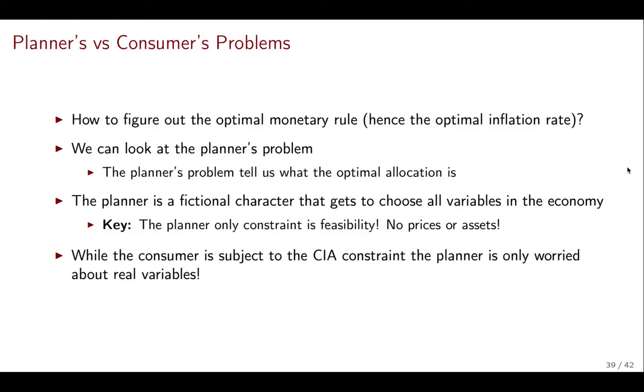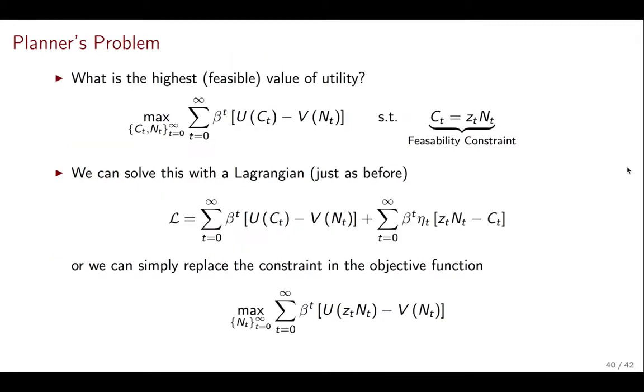So the planner is just free to move consumption and labor in a way that will make the consumer as happy as possible. It's going to maximize that utility, taking only into account the fact that it has to be feasible. And so how does the problem look like? Well, the problem is what's the highest feasible value of utility. So the objective function is the same as in the consumer's problem. But instead of being subject to the budget and the cash in advance constraint, the planner is only subject to the feasibility constraint, the fact that consumption cannot be higher than output.